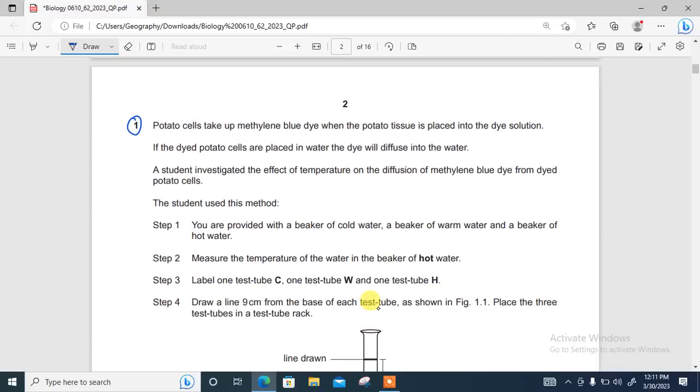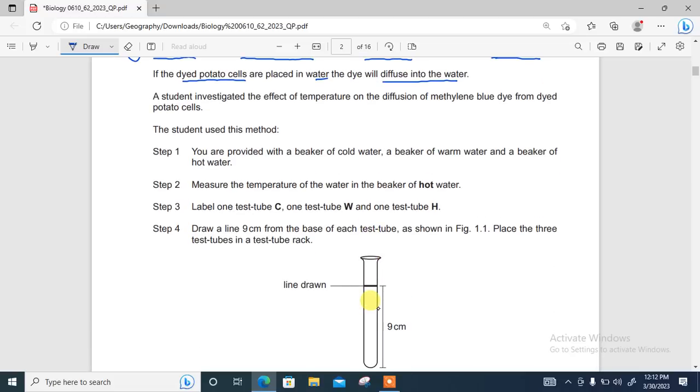Now, quickly, it is stated that potato cells take up methylene blue dye when the potato tissue is placed into a dye solution. If the dyed potato cells are placed in water, the dye will diffuse into the water. So you have to dye the cells in the potato before you place it inside water, and once that is done, the dye will diffuse into the water. They said a student investigated the effect of temperature on the diffusion of this methylene blue dye from dyed potato cells. Also, the student used this method to do it.